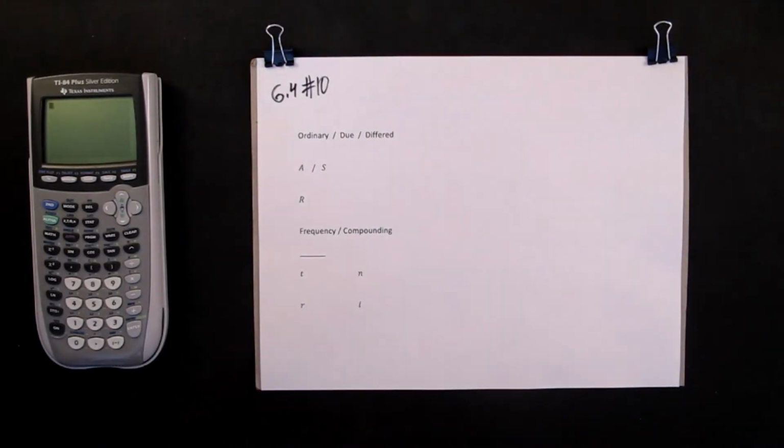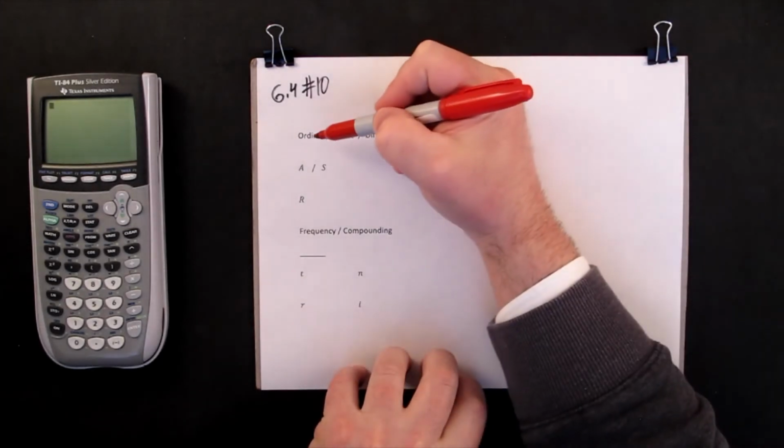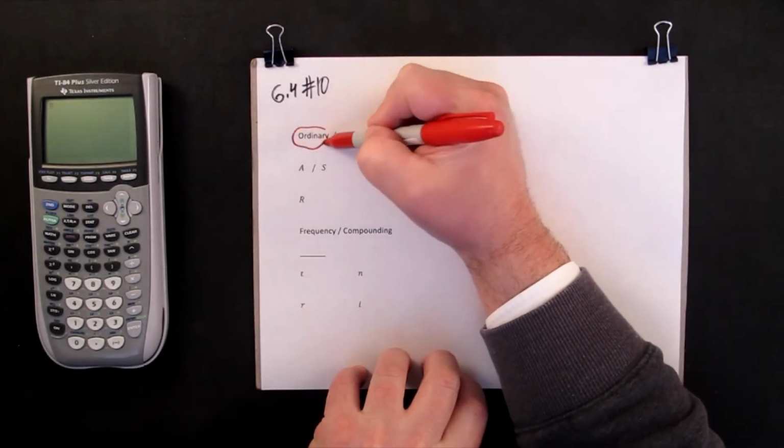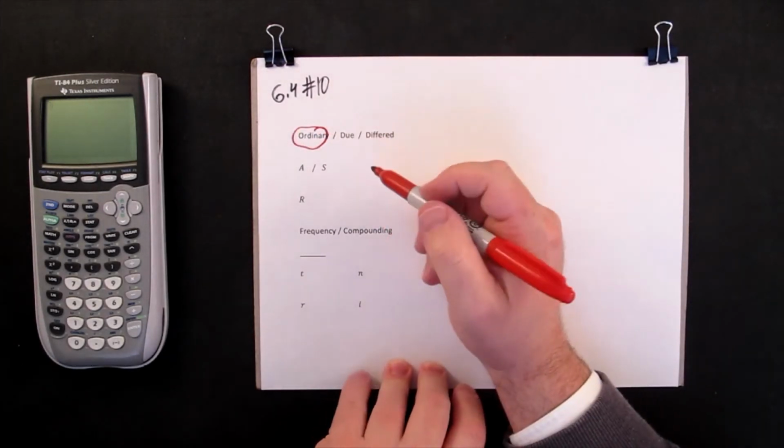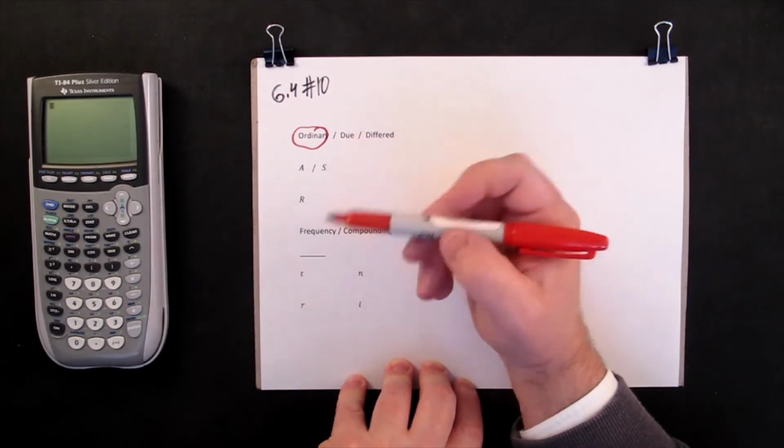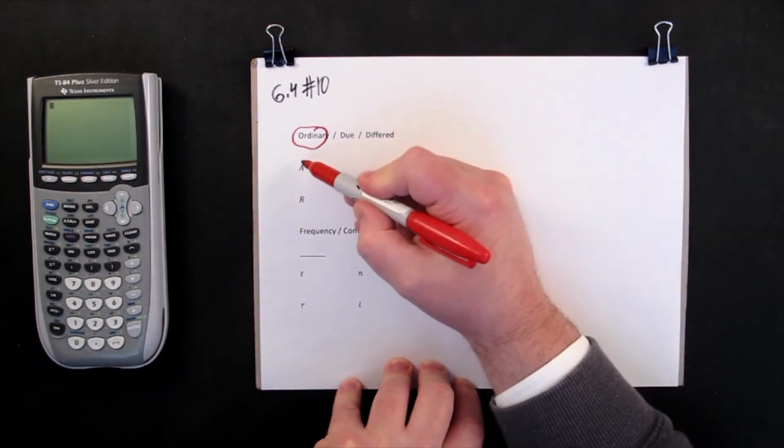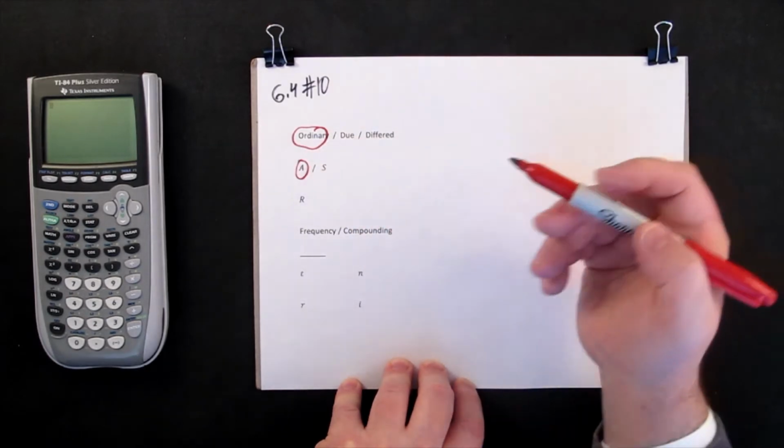6.4, number 10. If $88,000 is invested in an annuity that earns 5.8% compounded quarterly, what payments will it provide at the end of each quarter for the next 5.5 years? Okay, so it's an ordinary annuity because it's paying at the end. We're investing it now, and then it's making payments, so that's a present value.